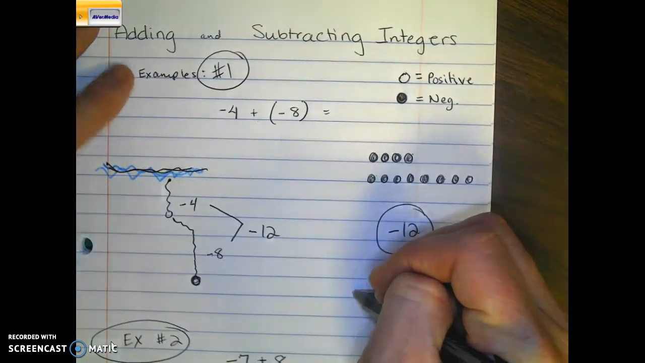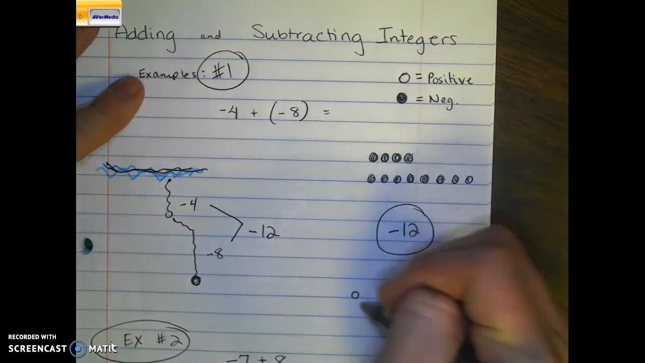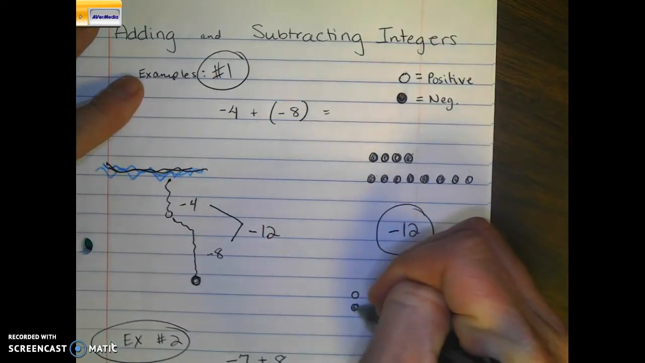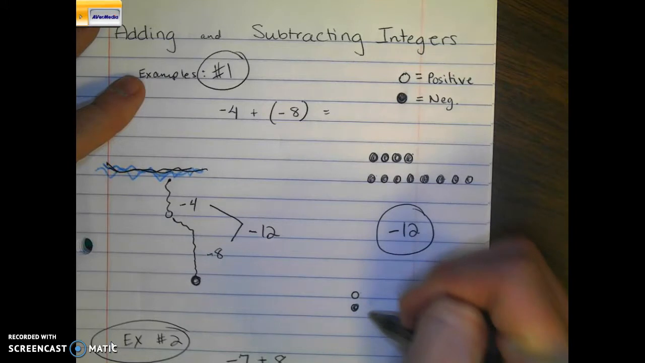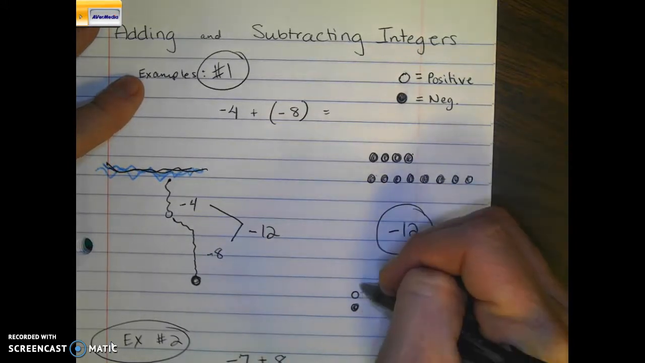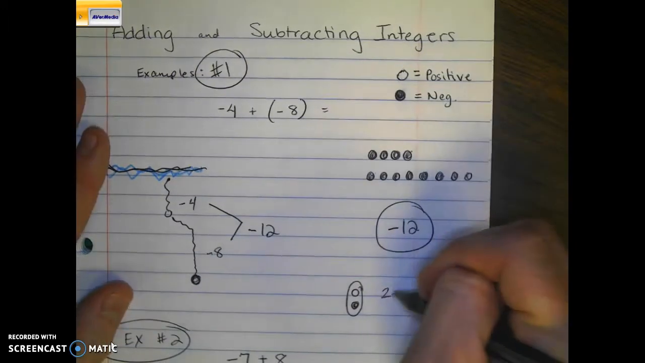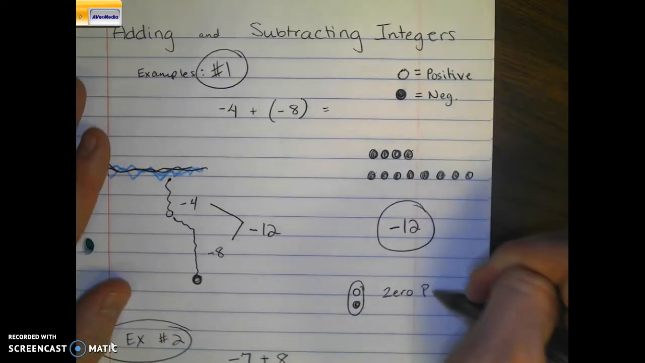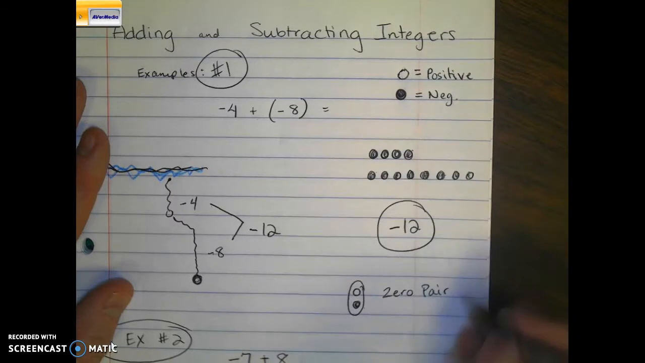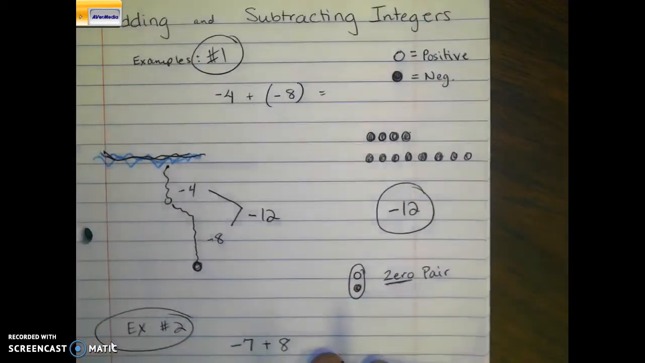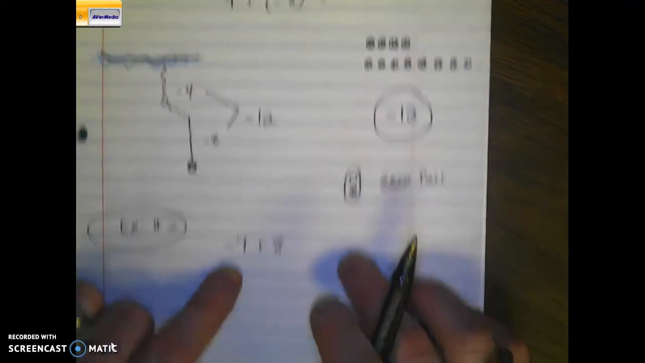So whenever you list your circles down, if you have a positive circle and a negative circle, something positive happens and then something negative cancels it out, you circle them because they make zero pairs. That's a zero pair. There's a 0 and it's a pair of them, so they cancel each other out. So we're going to use these circles for this problem right here, okay?